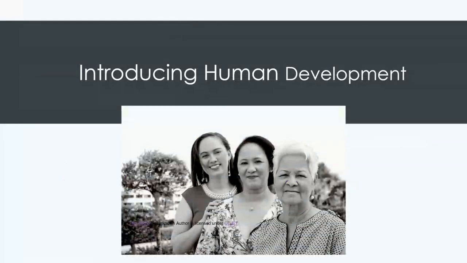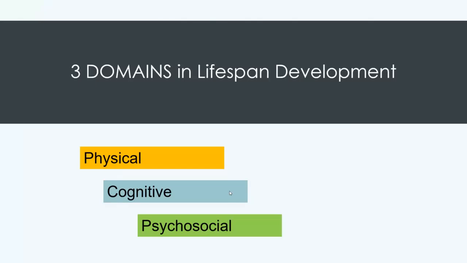Okay, so as far as introducing human development, there's 3 domains that we'll be looking at all semester long. Every time we look at a life stage, we will be looking at it through these 3 domains: physical, cognitive, and psychosocial perspectives. Let's go into each one of those.